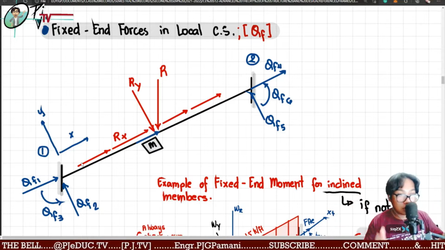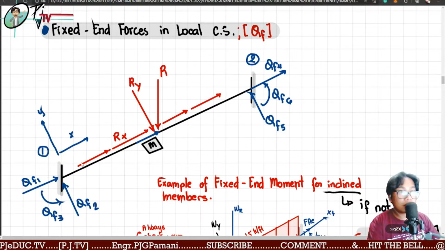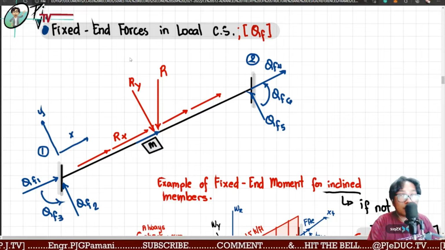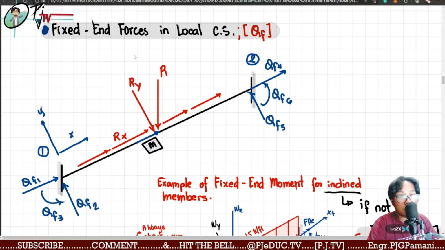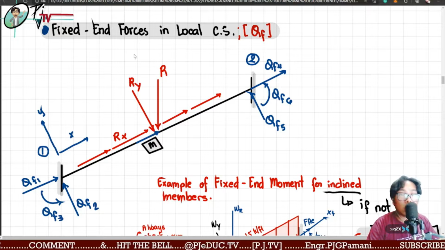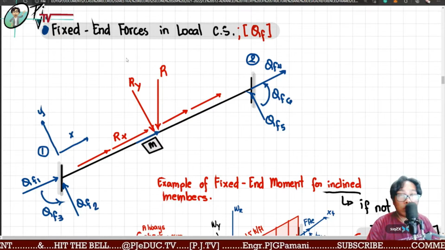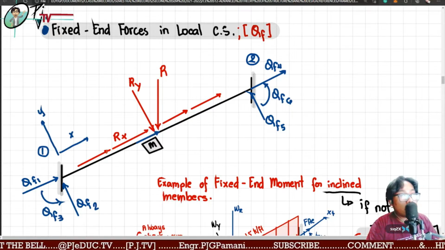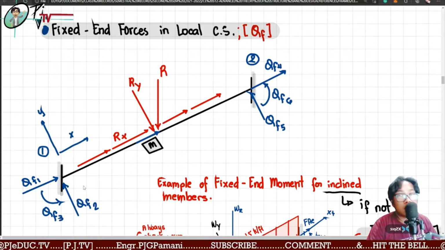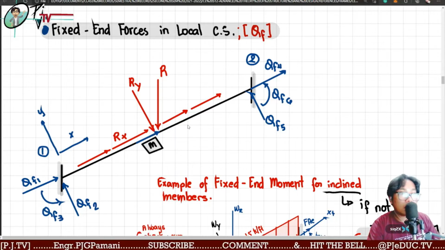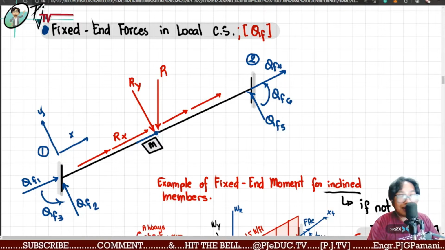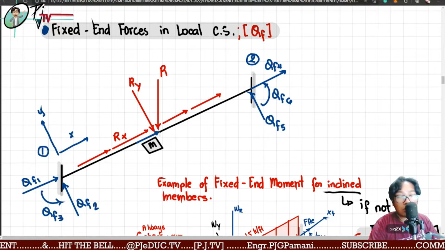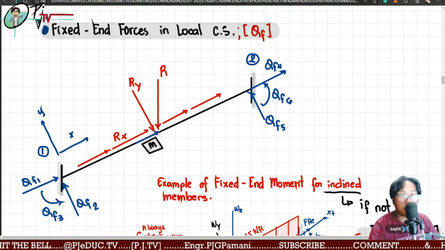Ganoon din sa ating frame. So solve natin yung fixed end forces on its local coordinate system, and after doing so, we'll have to convert it to its global coordinate system. So halimbawa, ito yung ating member, an inclined member, para madali na nating ma-apply. This method is applicable on both inclined and horizontal or flat members.